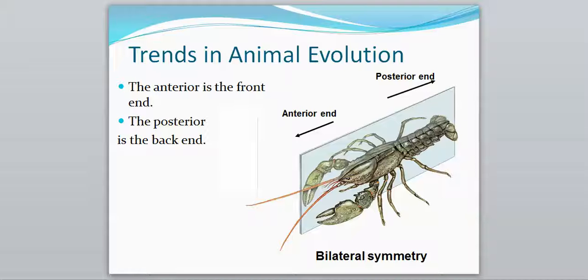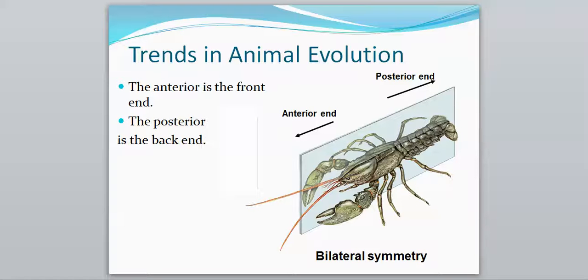When we think of the word anterior, that is going to be the front end. So the anterior side of the animal is the front side. And the posterior is going to be the back end. So these are just some more scientific terms that we use. We're not just going to say the front and the back. We have to say the anterior and the posterior.